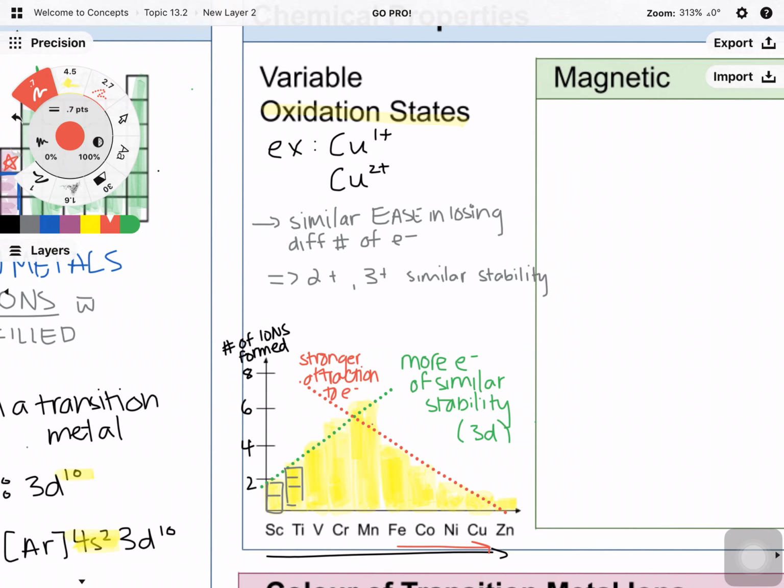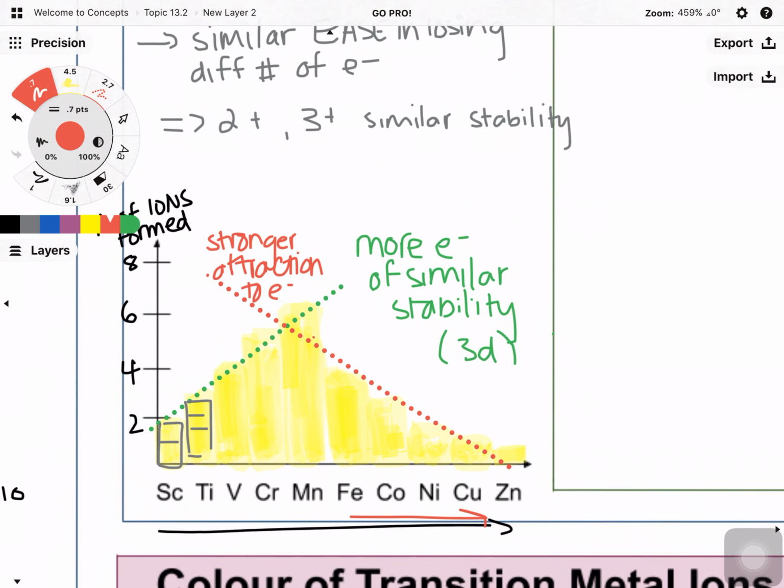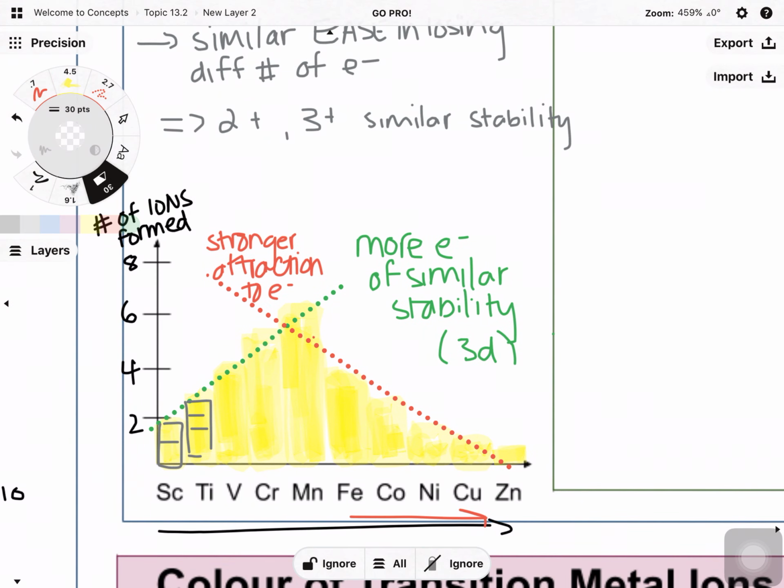One of the chemical properties of transition metals, to recap, is that there are variable oxidation states. They can have ions of different charges. Now, you do not need to memorize this graph below because all of the different stable ions of these transition metals can be found in your data booklet.